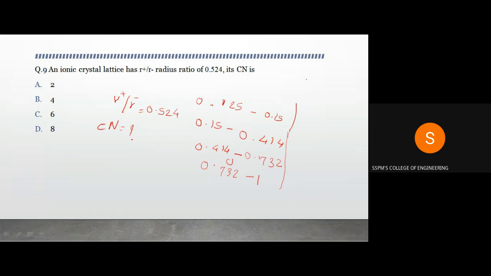First is the CN. First is 3, 4, 5 is missing, 6, 7 is missing, and 8. So in between 0.414 to 0.732, the coordination number is 6. Coordination number is 6. So C is the correct answer. Next question.